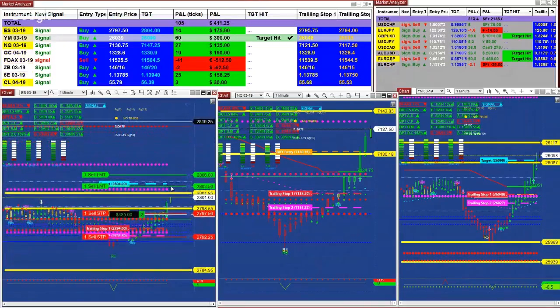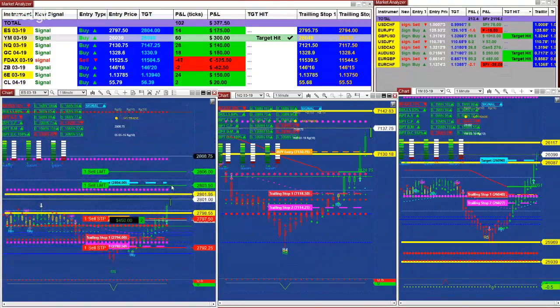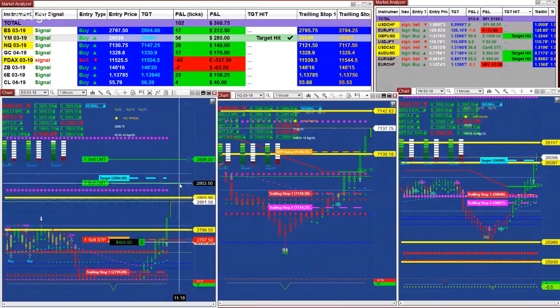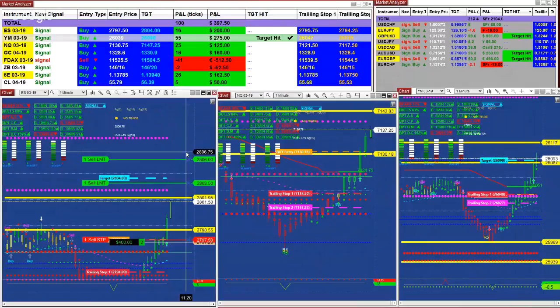first target. We have it at 80, but we have a resistance line at 82, 802.75. Let's take it a notch and see what will happen.